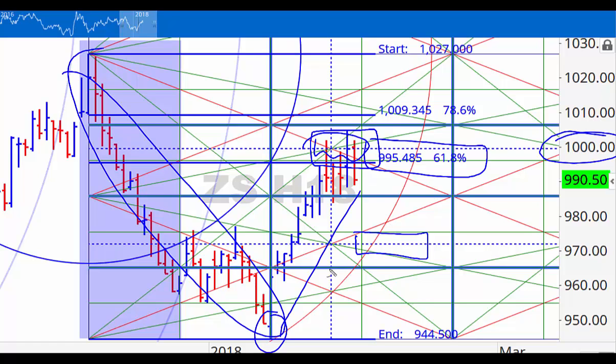Upon reaching this area, if 973 does hold, we do think that the market can start to make its way back up from there. And in fact, we do believe that upward price progression for soybeans is ahead.